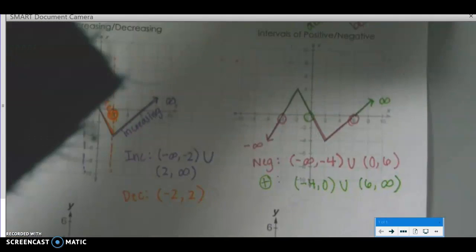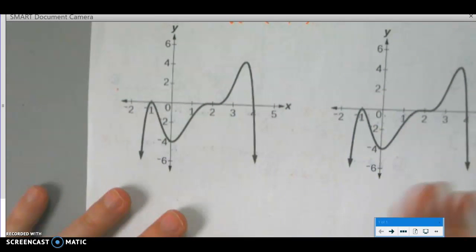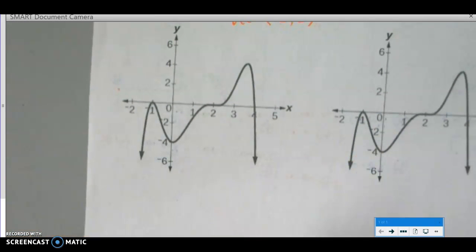All right, so another example. Same thing on this first graph. It's the same graph, but on this first one, I'm going to do increasing and decreasing. And feel free if you want to pause the video here and try it on your own and then finish watching the video and see how well you did. That would not be a bad idea.